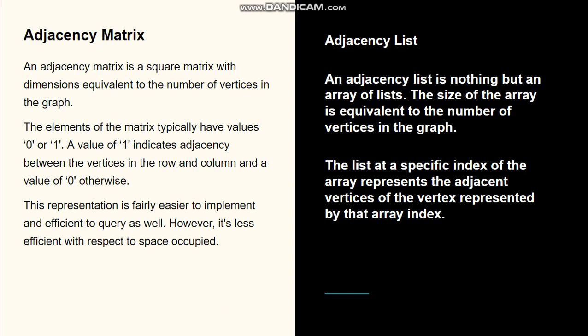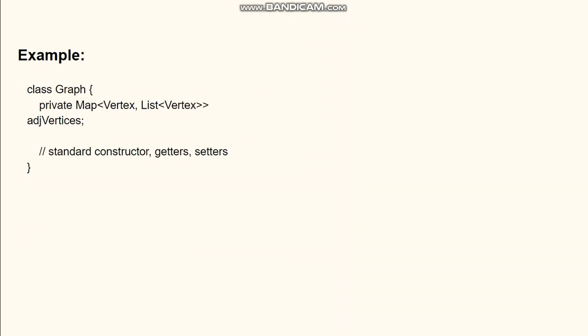Adjacency list. An adjacency list is nothing but an array of lists. The size of the array is equivalent to the number of vertices in the graph. The list at a specific index of the array represents the adjacent vertices of the vertex represented by that array index. Here we can see an example. As we can see here, the class Graph is using Map from Java collections to define the adjacency list.